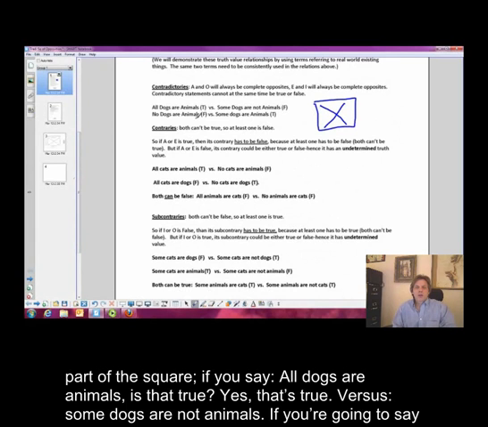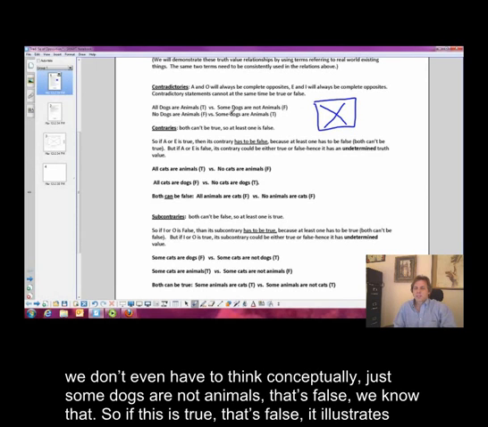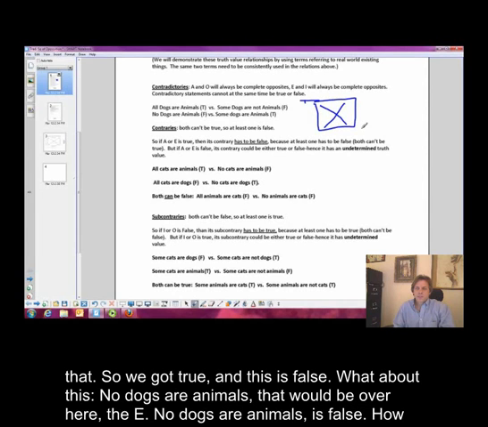If you say all dogs are animals, is that true? Yes, that's true, versus some dogs are not animals. If all dogs are animals is true, some dogs are not animals has to be false according to Aristotle. And you can see, even in the real world, we don't even have to think conceptually, some dogs are not animals, that's false. We know that. So if this is true, that's false.